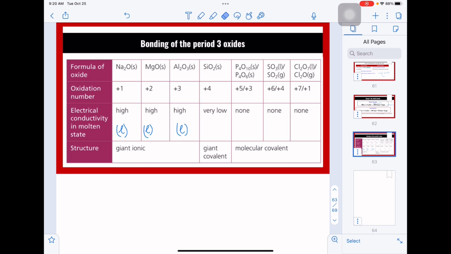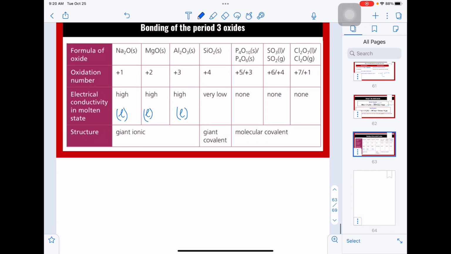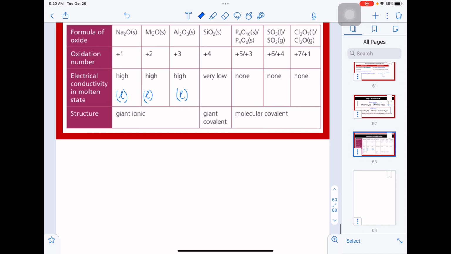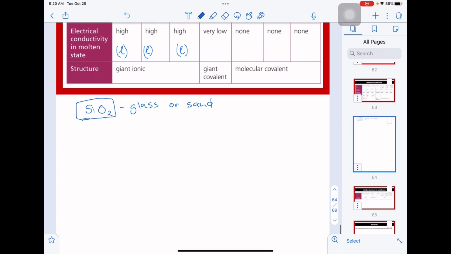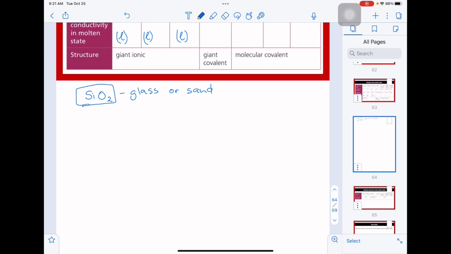So let's look at a structure of silicon dioxide here. Hopefully I can convince you that it is giant. So silicon dioxide is the same thing as glass or sand. Okay, sand and glass, they both have the same empirical formula as silicon dioxide. In fact, all silicon dioxide is this kind of giant structure. What do we mean by giant structure?